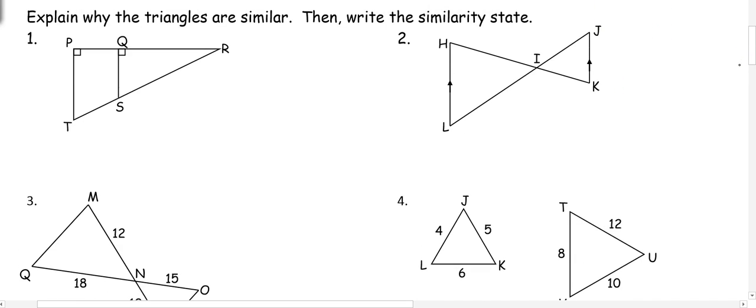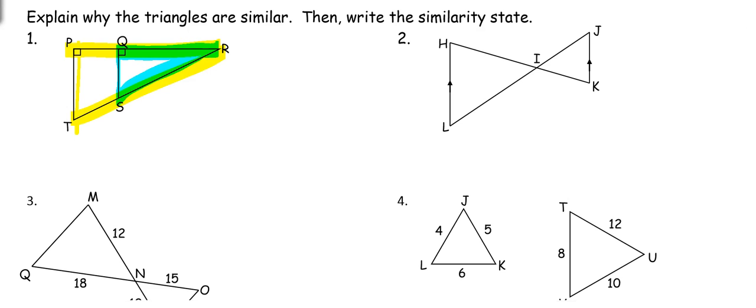Explain why the triangles are similar and then write a similarity statement. So in this case, in number 1, we already know that P and Q are congruent because they have the same right angle marking. We also have a big triangle and then a little triangle inside. Notice that those two triangles share an angle. And remember, when something is shared among the triangles, that's the reflexive property. So by the reflexive property, we know that R is congruent to itself.